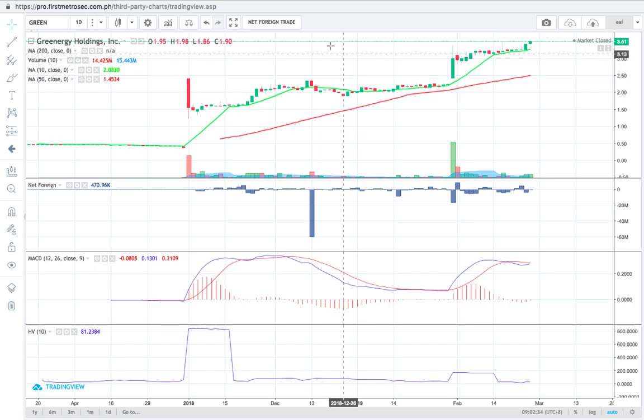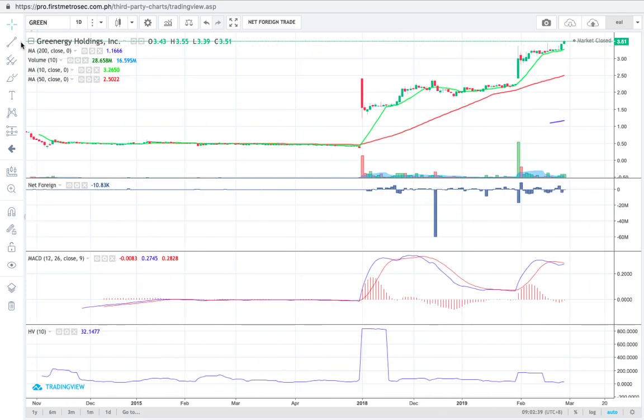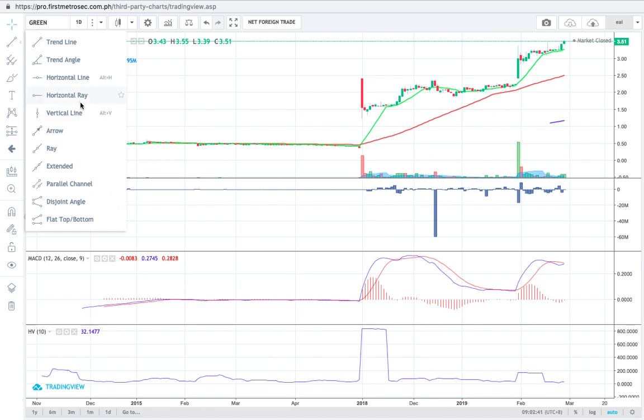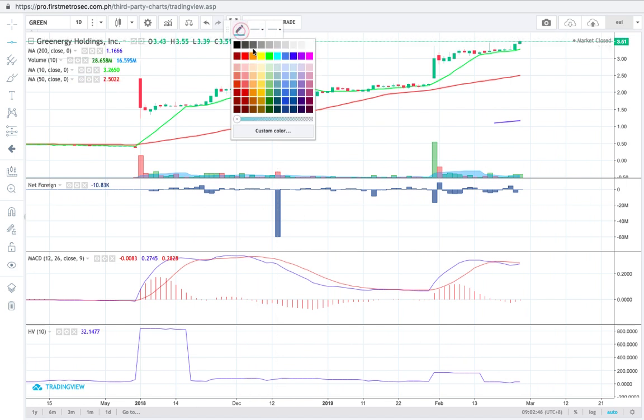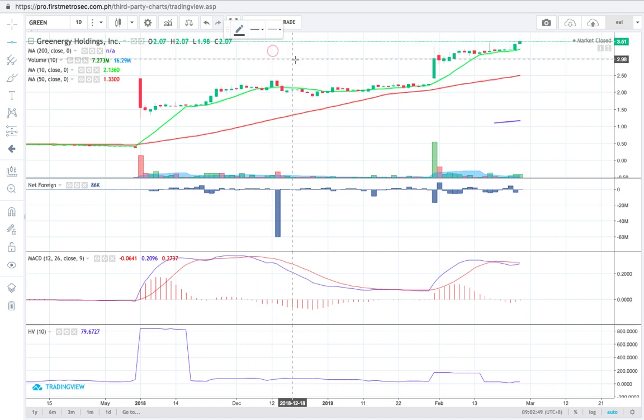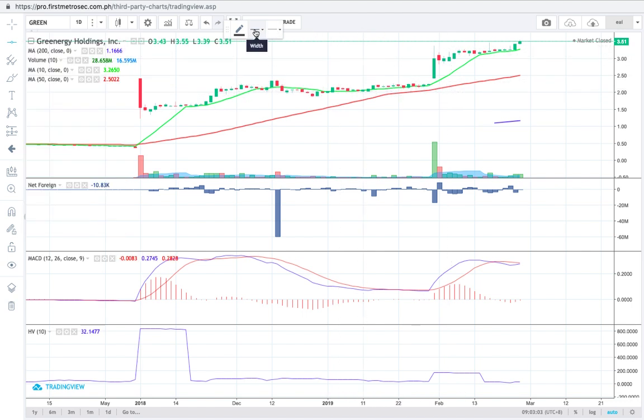So we have Green on the chart. So let me plot the immediate support and resistance levels of Green. So from here, for those who would like to know what I'm clicking to plot some horizontal lines, I just click on this menu here, this icon, then I click on the horizontal line. And then there's a setting here whereby you can change the color of the line and the thickness of the line as well.